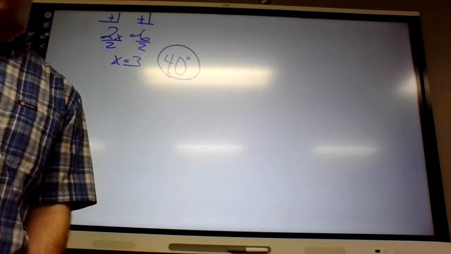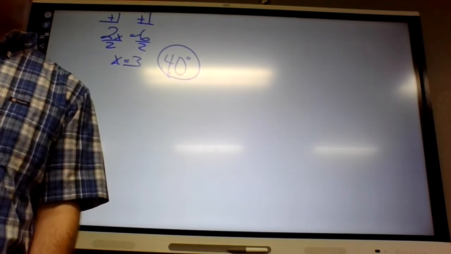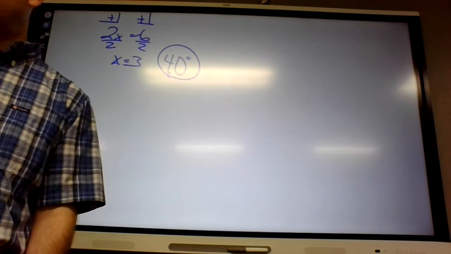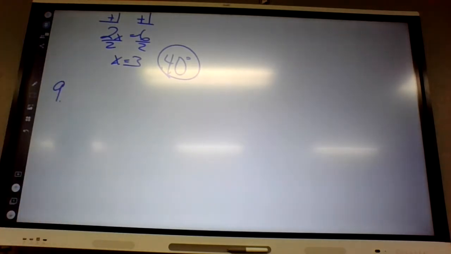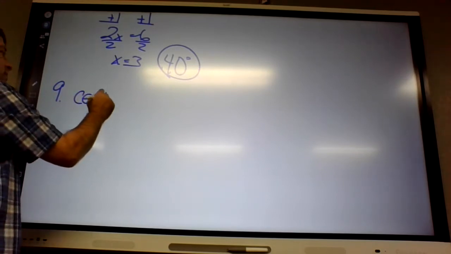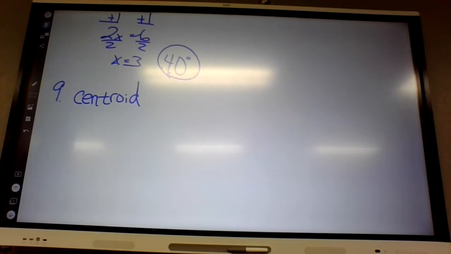Number 9. So on number 8 it says name the 3 medians. So these are medians. Number 9 says what's the name of point D? Where do medians meet? Point D. Median sounds like middle. Centroid. Centroid sounds like center. Are we going to have to know these words? Yep.